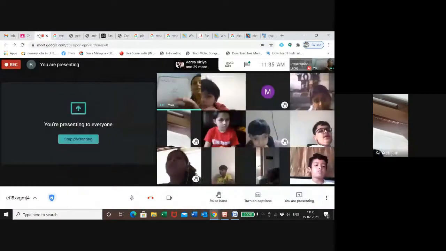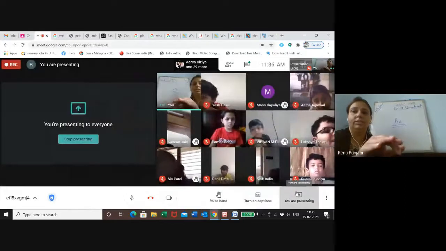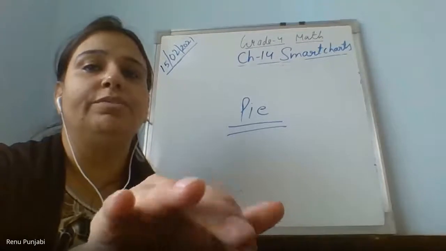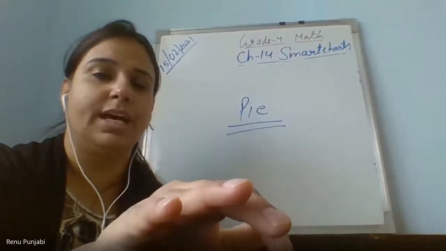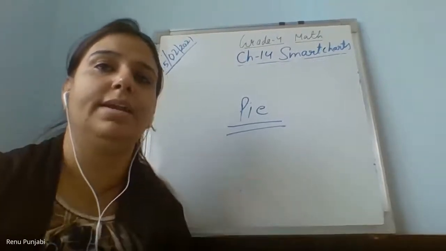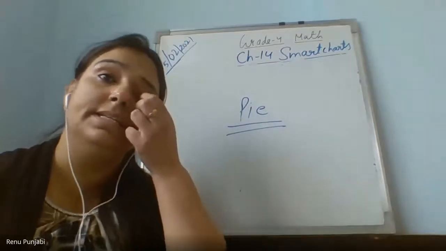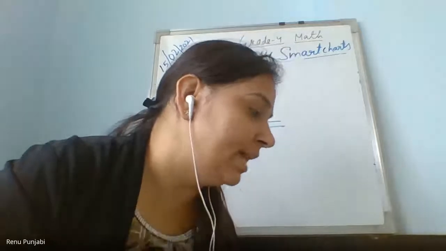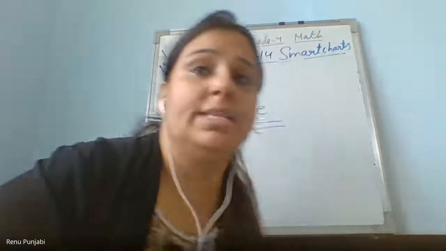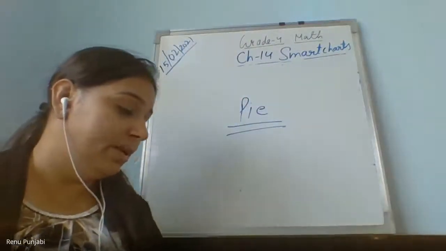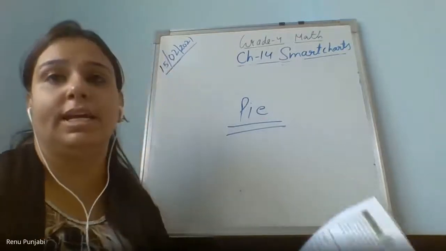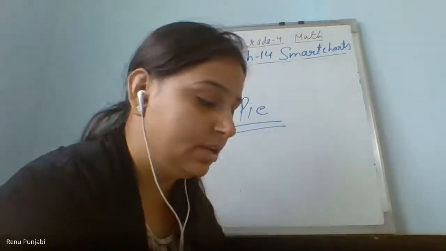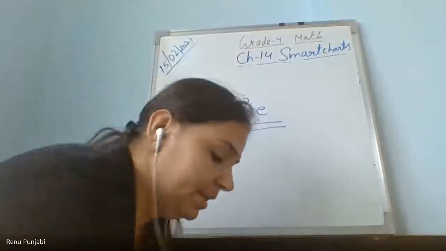Now we are going to learn. For example, some information, some data are given to you, and that data are going to be represented in the form of a pie. That is why we call the pie graph a circular graph. Pie is in the form of a circle and it's divided into the required number of parts. For example, the information is given to you.